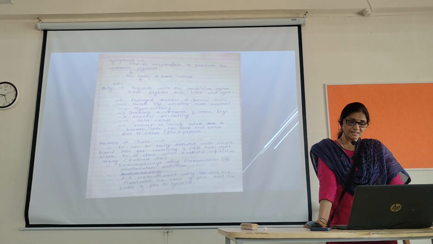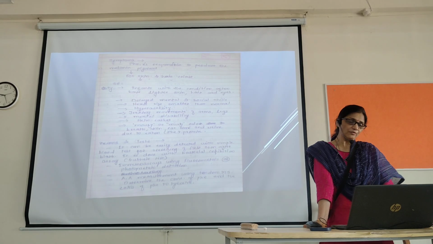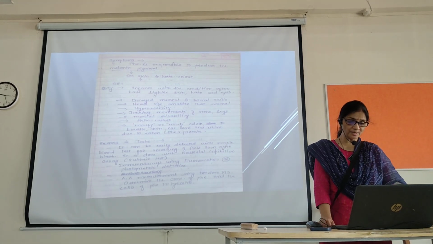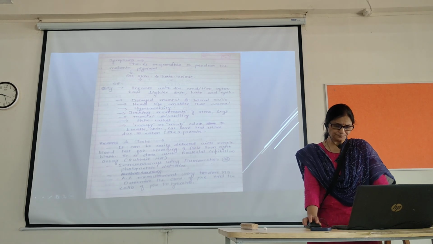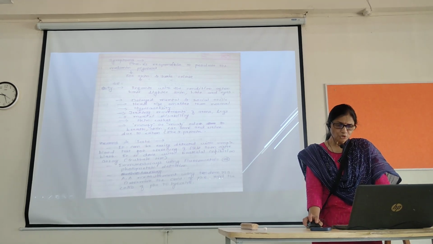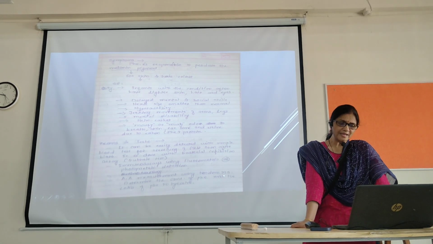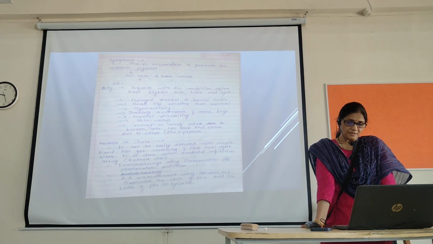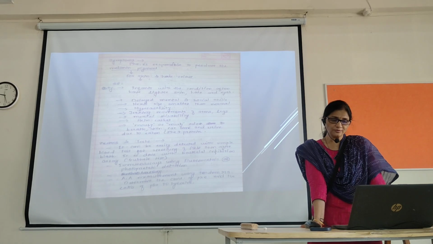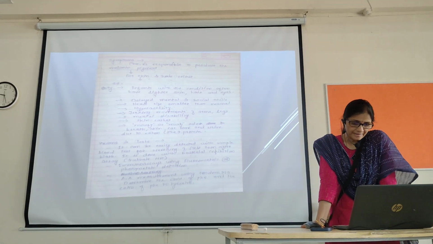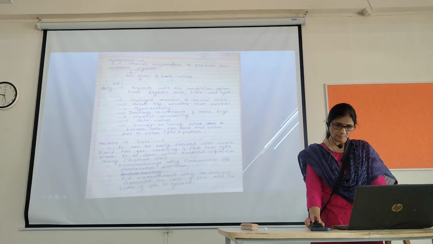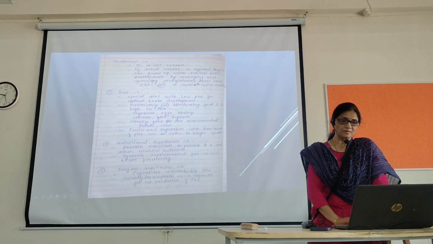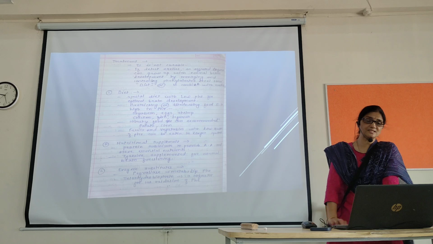Then immunoassays using fluorometric or photometric detection are there. Then amino acid measurement using tandem MS, that is one of the immunological tests. Then determine the concentration of this amino acid and the ratio of phenylalanine to tyrosine.